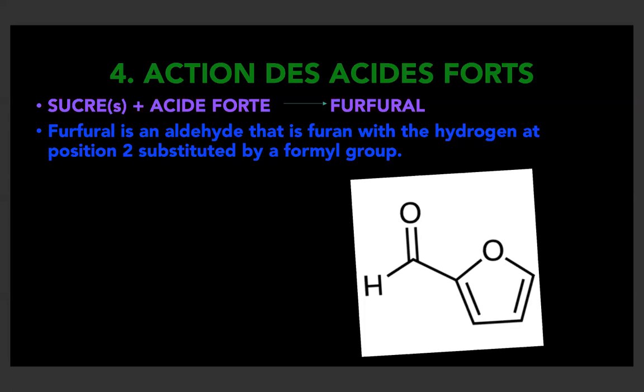There's a question: what is a strong acid? A strong acid is one that ionizes completely. The one that does not ionize completely is called an acide faible. Faible means weak. So an acide faible is one that does not ionize completely. So a sugar plus a strong acid gives a furfural.